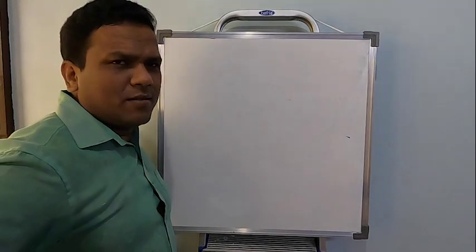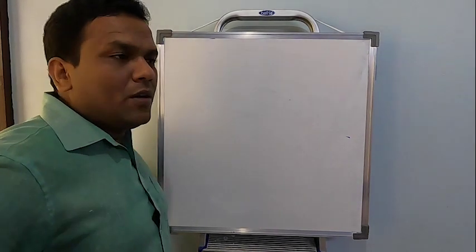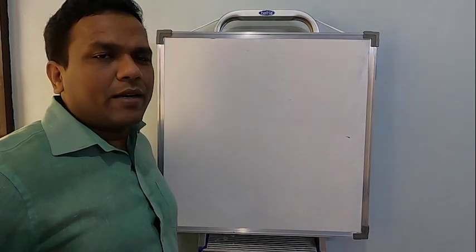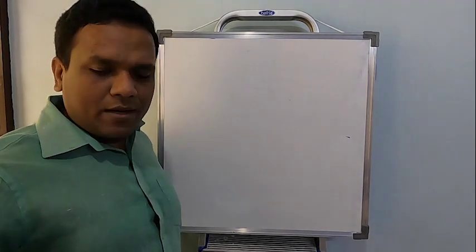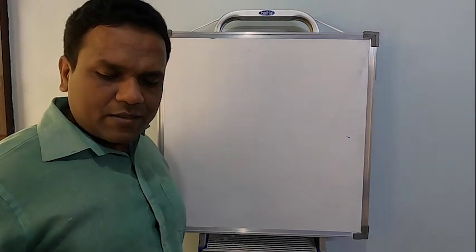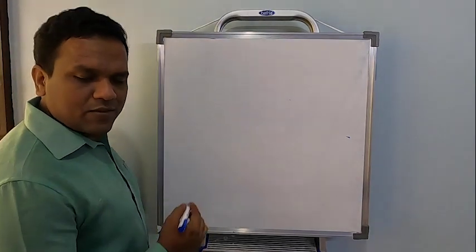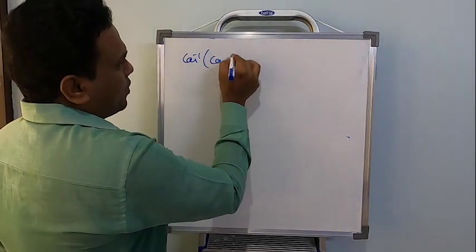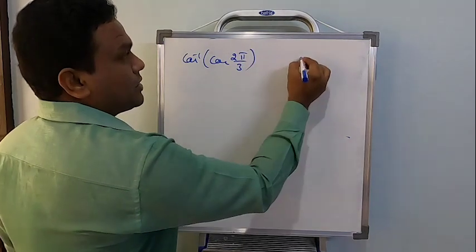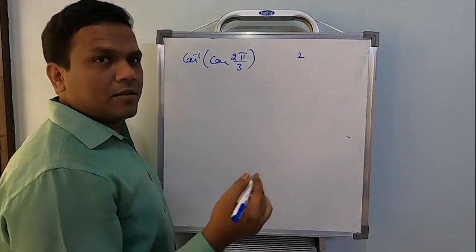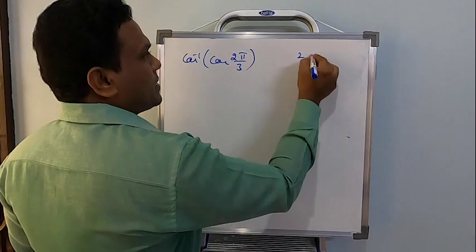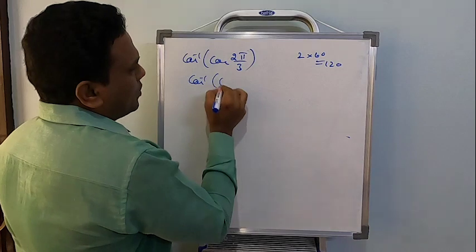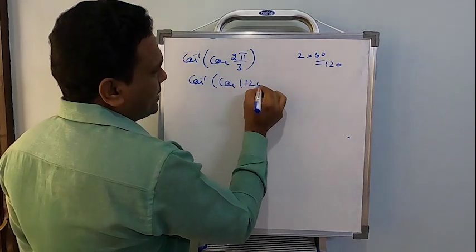Sir, what about others? This is also based on the same concept. If I am doing it for secant, cosecant or cot inverse, just follow the domain and the range of each function. So we have to just practice them, and if you are still not satisfied, I'll give you one more example. The example is cos inverse of cos 2 pi by 3. How much is 2 pi by 3 if you are not ready with radians? Pi by 3 will be 60 and this will be 120. So cos inverse of cos 120 degrees.